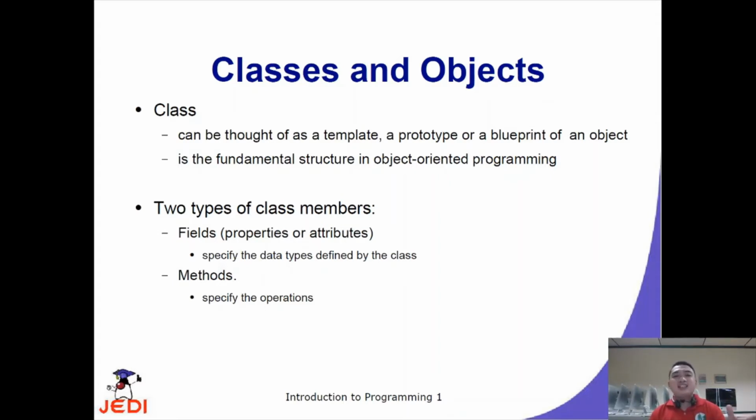So the class is basically the template of an object. For example, in a subdivision, we have a blueprint of the house, and the objects are the actual houses. So the blueprint is the class, and the objects are the houses. The objects have properties or attributes and behaviors, and when we define them in the class, we call them fields and methods.